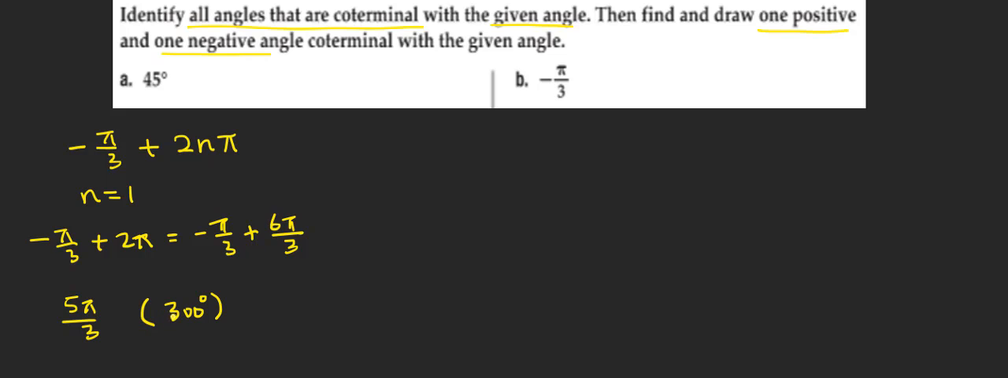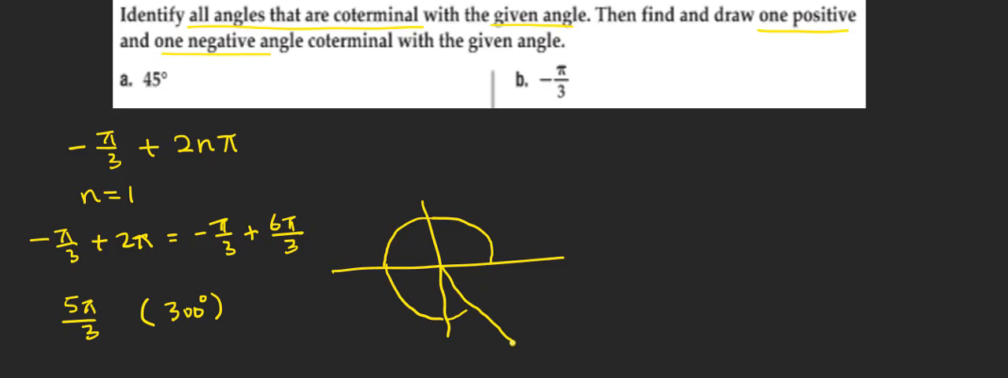Because when I draw an angle, I like to work with degrees rather than radians, but it is up to you. So how are you going to draw 300 degrees, which is the same thing as 5 pi over 3? Since it's a positive angle, you have to go counterclockwise. It's going to be 90, 180, 270, and then we need 30 more degrees. So approximately over here. So this is 5 pi over 3.